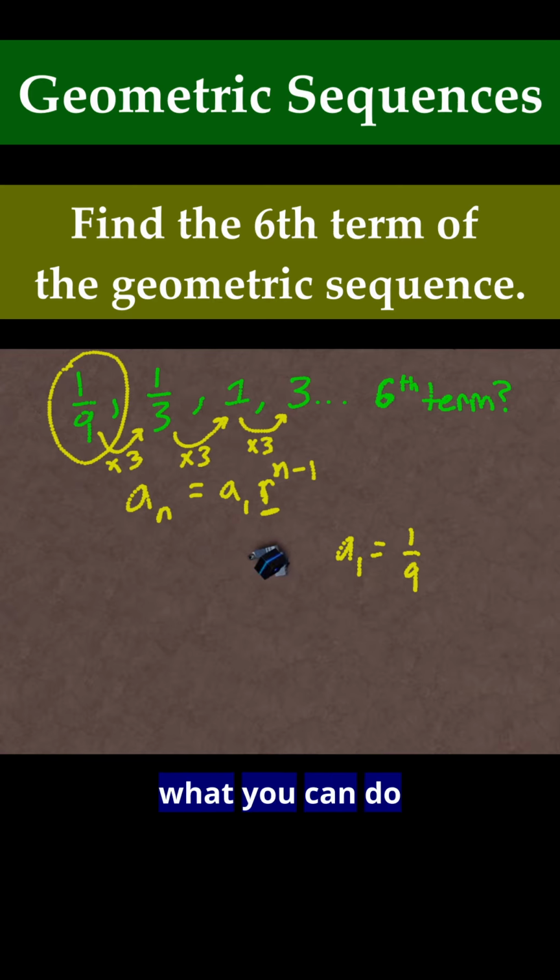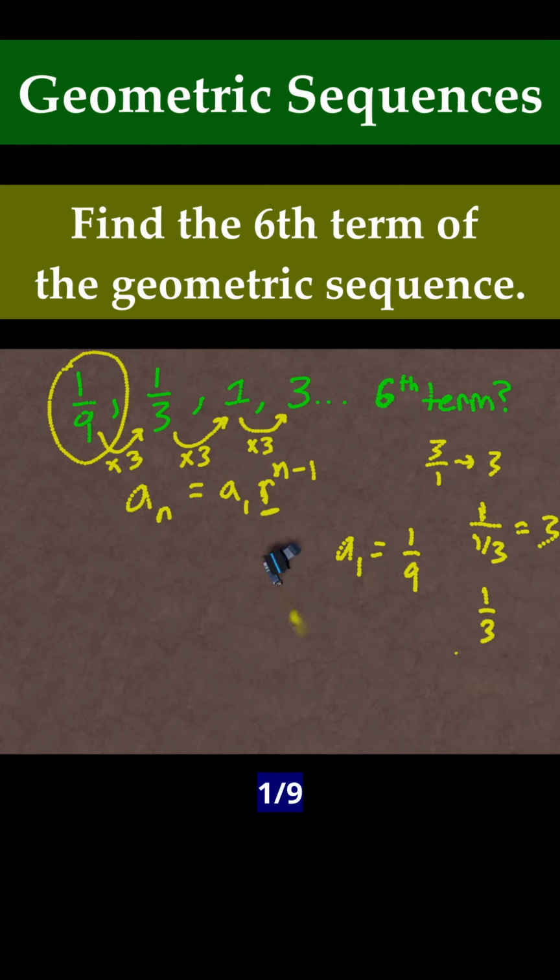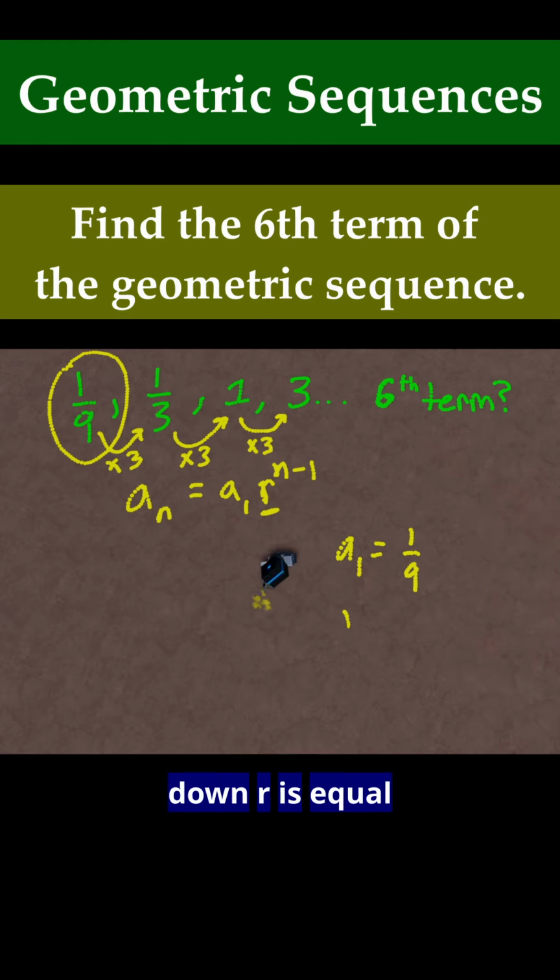And if that wasn't obvious, what you can do is take a term and divide it by the preceding term. So for example, I could do 3 divided by 1 to get 3. I could do 1 divided by 1/3. If you do that, that's also 3. Or I could do 1/3 divided by 1/9, and that's also 3. And these are all ways of proving that our common ratio is just 3. So let me just write that down. r is equal to 3, because we're multiplying by 3 each time.